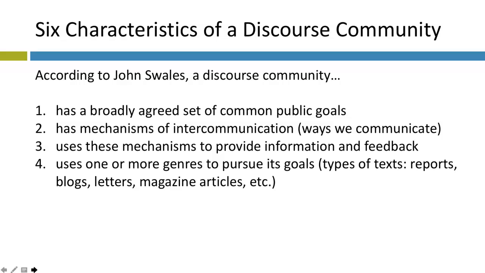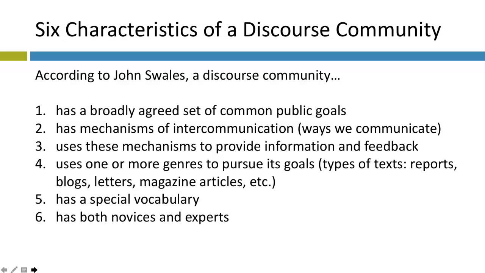Number 4 talks about genres of communication, but the main purpose here is to highlight different types of written forms: reports, blog posts, emails, and so on. Number 5 is about the vocabulary that members of a discourse community use amongst themselves. Another word we can use here is jargon. Whether you are talking cyclists, police officers, or nurses, each group has a special vocabulary for insiders that can be difficult for outsiders to understand. Finally, a discourse community has both novices and experts. New people coming into the community are novices, and ideally over time they become experts. A community needs a balance of both to survive over time.